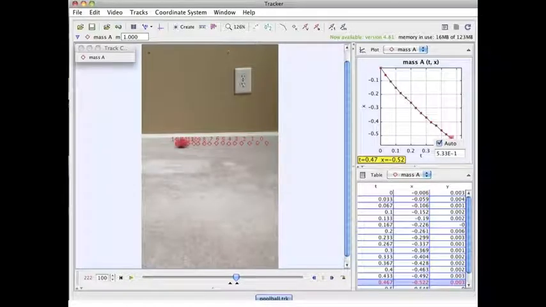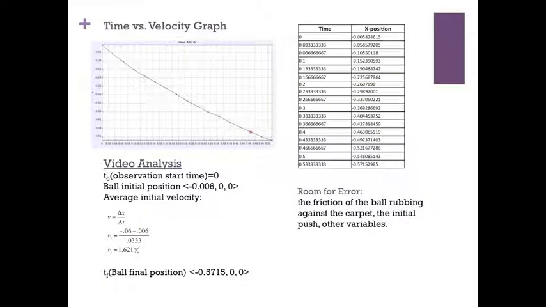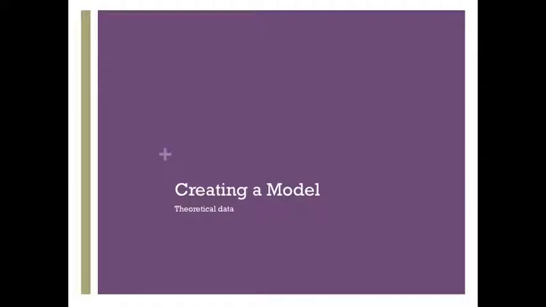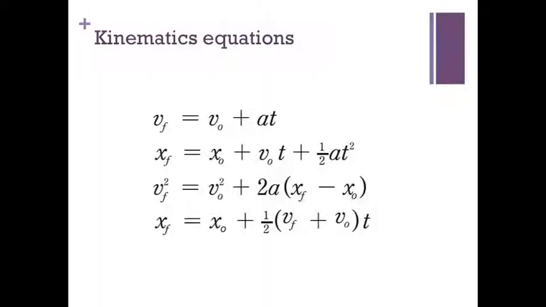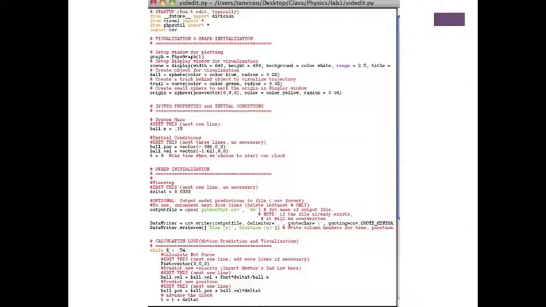In this screenshot, you can see the output graph and data in Tracker. Based on the Tracker data, I determined initial velocity, initial position, as well as initial time. These initials were later plugged into the computer model in VPython. I used these kinematics equations in the Python program as shown to determine the movement of the ball, theoretically.